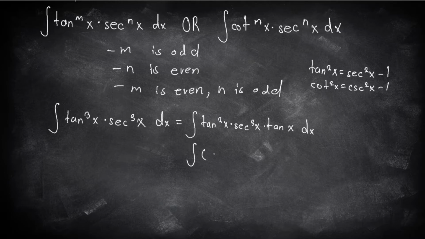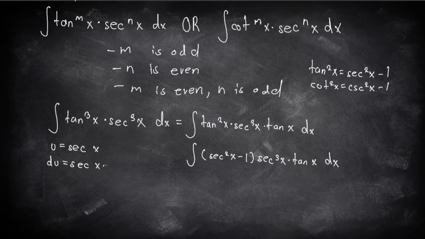So tangent squared becomes secant squared of x minus 1, times secant cubed of x times tangent of x dx. Now what we have to do, as we did before, is use a u substitution. So u equals secant of x. When we take the derivative, the derivative of secant of x is secant of x times tangent of x dx.